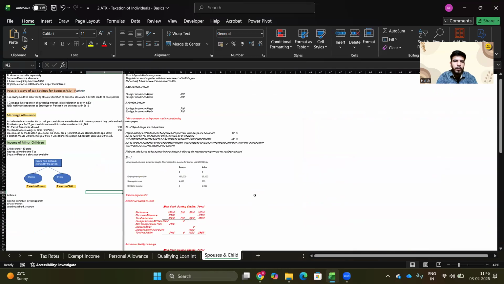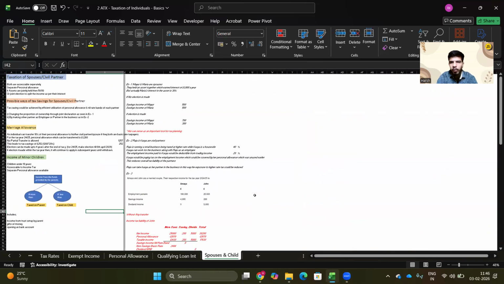So I think we mostly covered all of the part and we have covered the basics of individual taxation. We would move on to further topics soon, as and when I get some time.